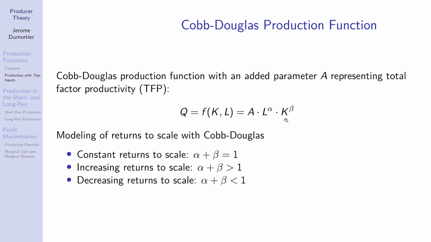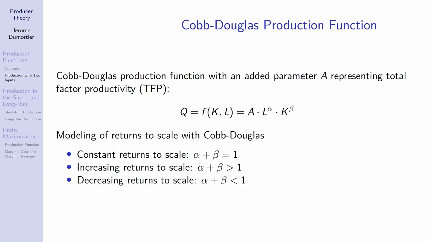Note that what differentiates the Cobb-Douglas production function from the same function in consumer theory is this parameter alpha here. Alpha is total factor productivity, or TFP. It is an efficiency parameter that scales output independently of input quantities.